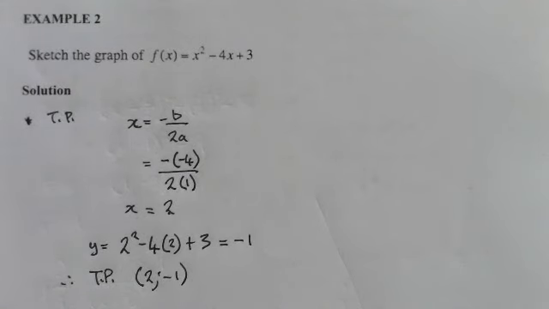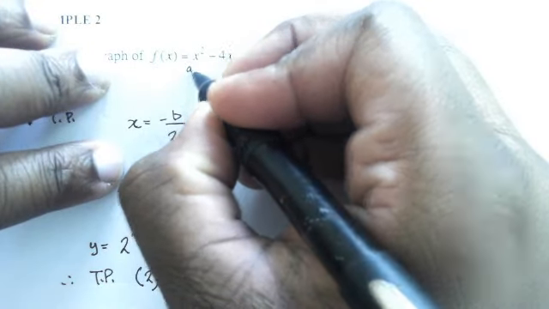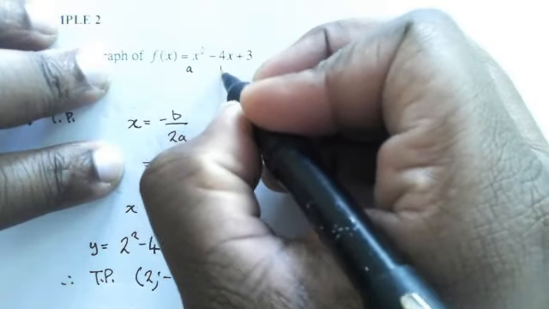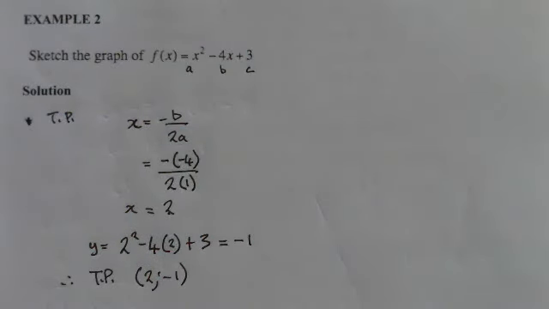So B is the 4 because the 4 is second. Remember, in your quadratic formula, A is that, B is that, and C is that, when you do your quadratic formula.